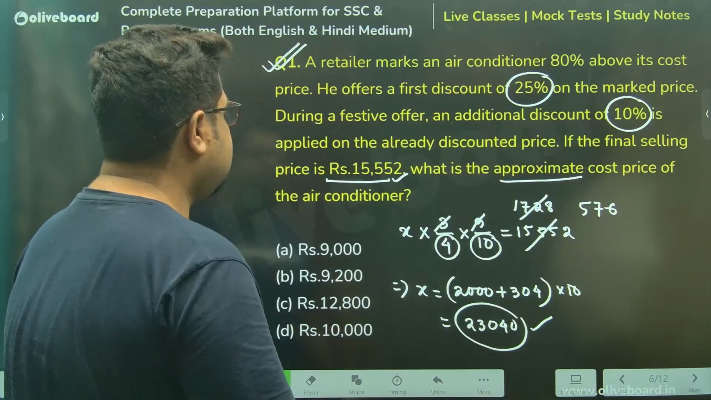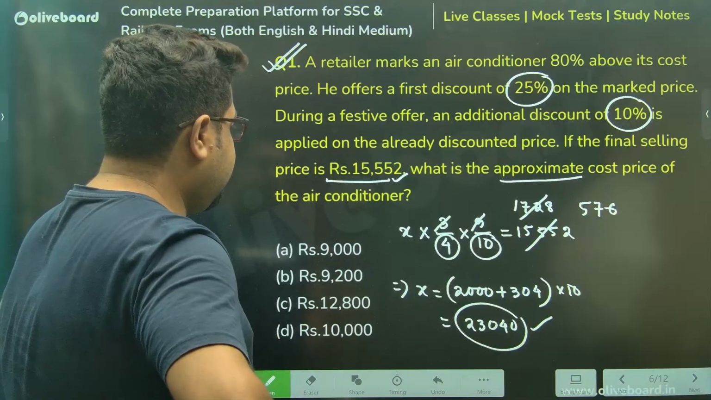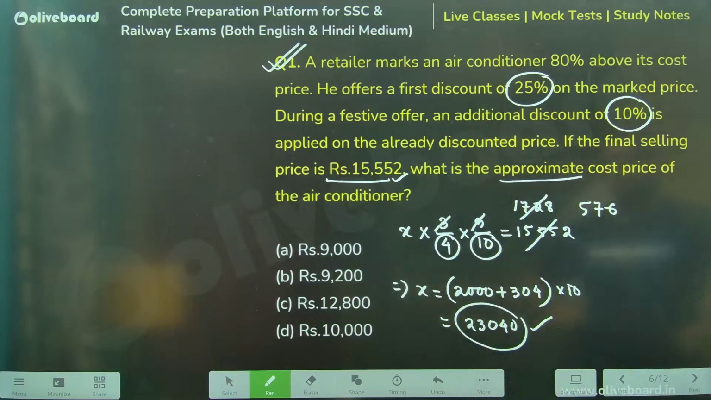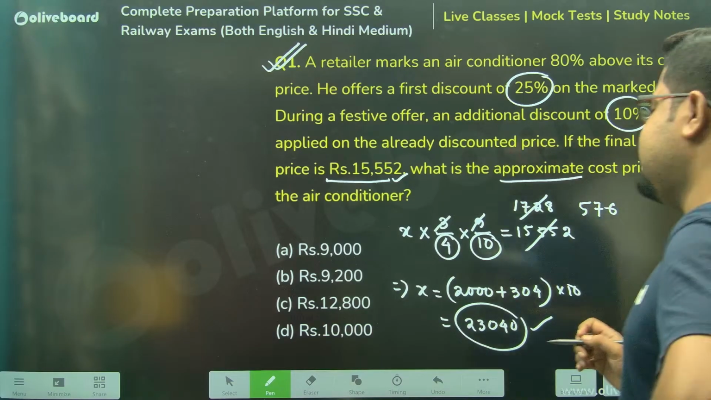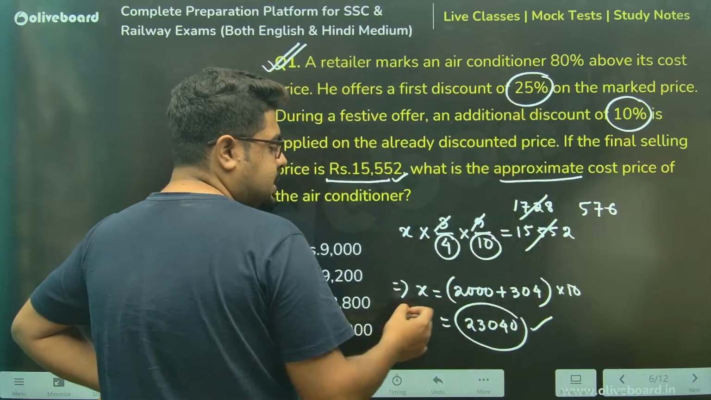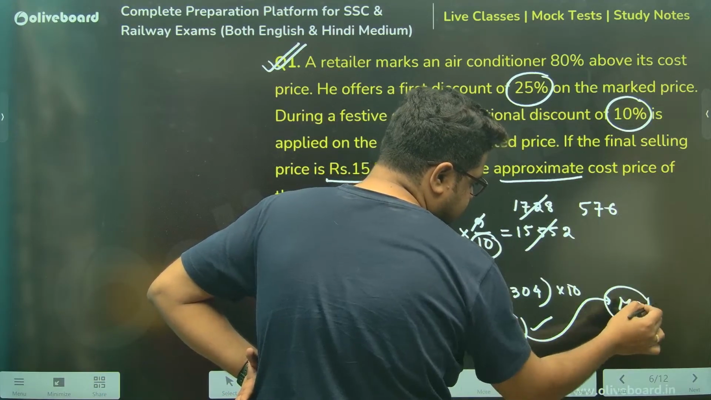This has gone wrong. Have I done some error? One second, what happened? Okay, this is MP, my mistake. They are asking CP, right? So this is no mistake. This is MP, marked price.